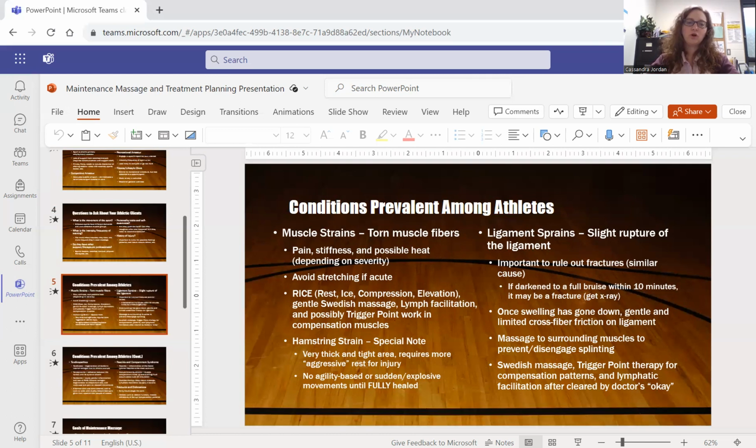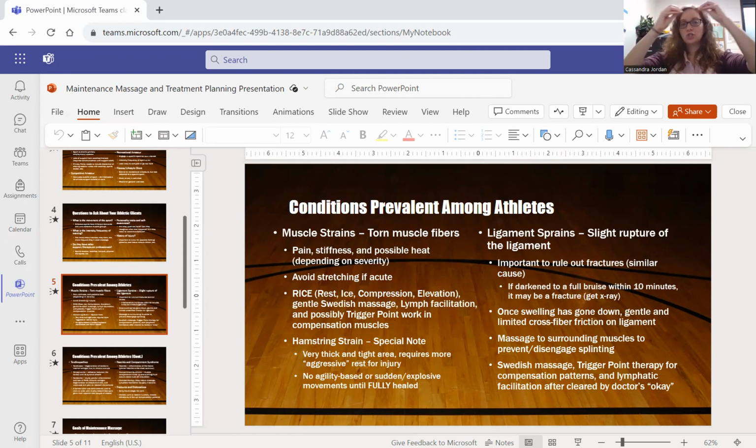Especially a special note for the hamstring strain. The hamstrings are a very tight, thick area and may require more aggressive resting, like a longer period of rest, and having them refrain from any agility-based or sudden explosive movements until it is fully healed.